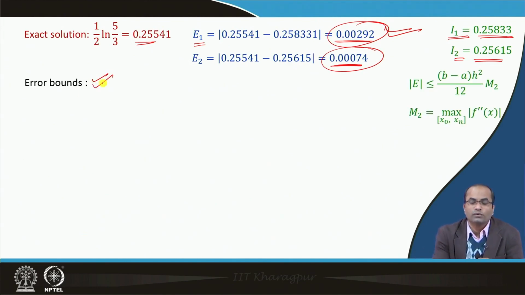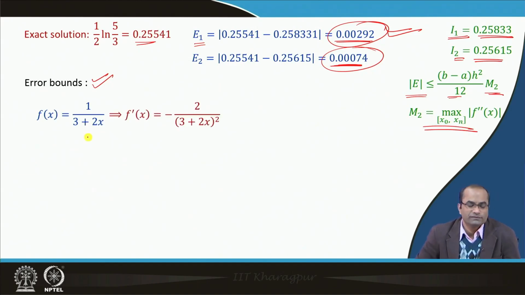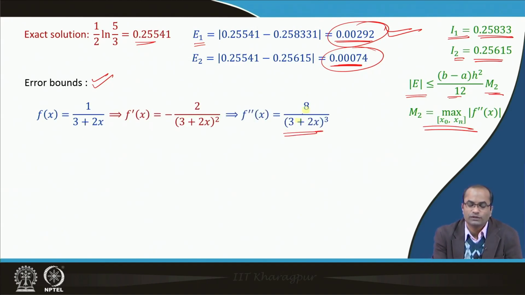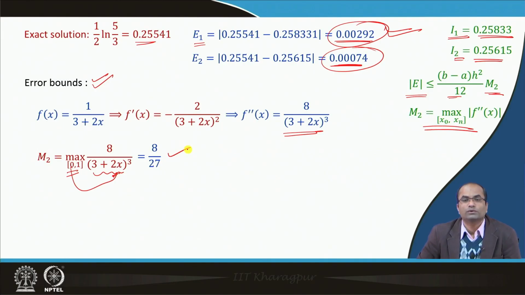Now, coming to the error bounds. We have the formula which was derived just before: (b minus a) over 12, h square, M2, where M2 is the maximum value of the second derivative. So, we have f(x) equal to 1 over 3 plus 2x, and we can compute the second derivative as 8 over (3 plus 2x) whole cubed. Now we need the maximum of this. The maximum will be when the denominator is minimum, that means x equal to 0. So, we have 8 over 27 as the maximum value of this double derivative.